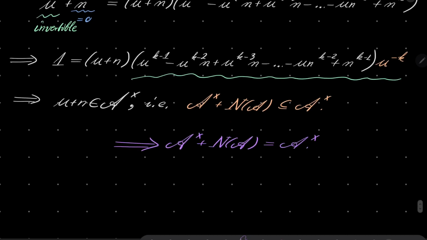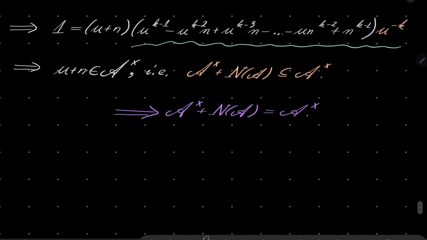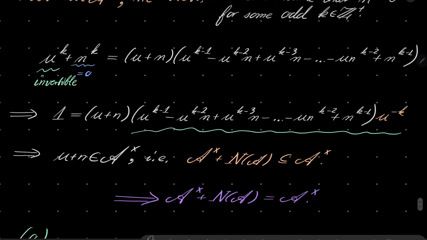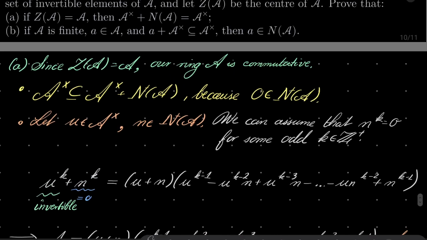This closes part A. Now for part B. Now we drop the assumption that our ring is commutative. Now we wish to prove something else. We assume that A plus units are a subset of units, and we wish to show that A must be nilpotent. How can we do it?